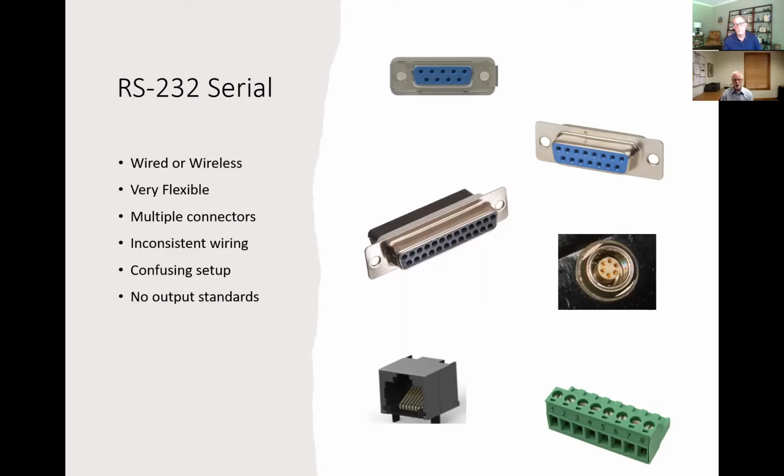You have to figure out all the wiring, as I mentioned. You also have to set up the baud rate. What's coming out of the device has to match the connection on the interface that you're using. You have to set up the parity, the data bits, the stop bits. A common output would be 9600 N81, which is 9600 baud, no parity, 8 data bits, and 1 stop bit. But there are no real output standards.